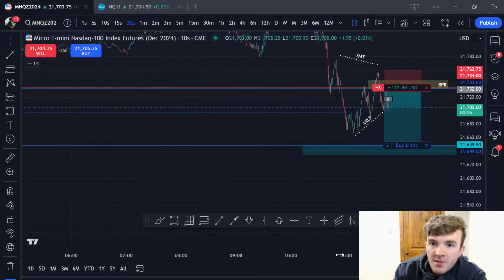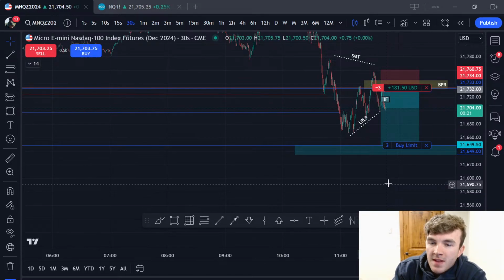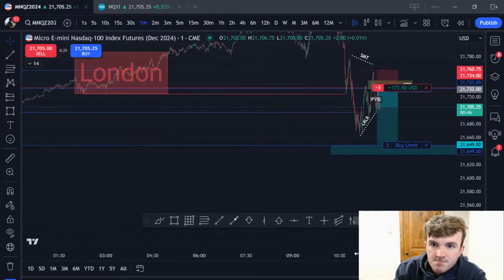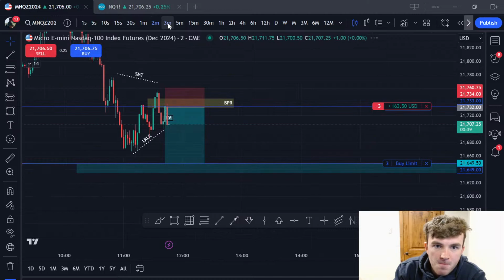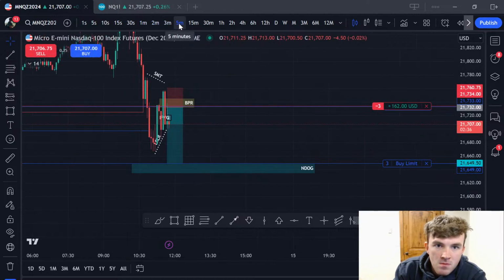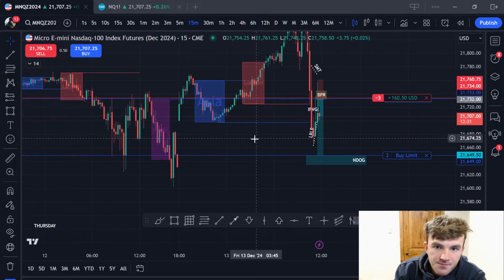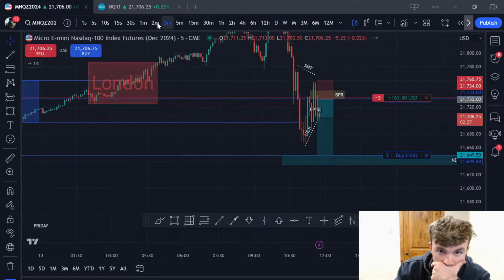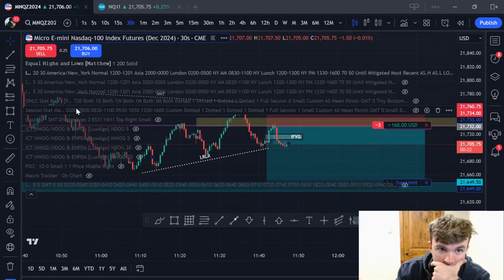Because I think with these higher time frame SMTs, we're about to have this giant move down. We'll see. I mean, you also reacted off of this. What one was it?